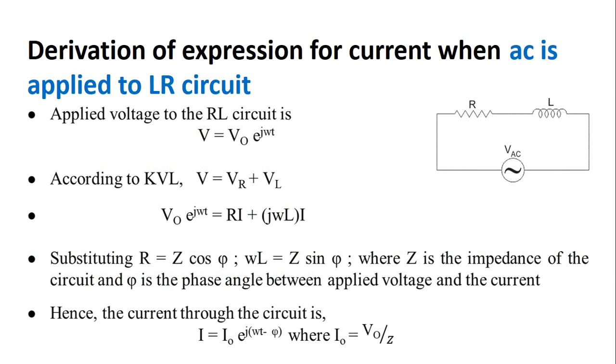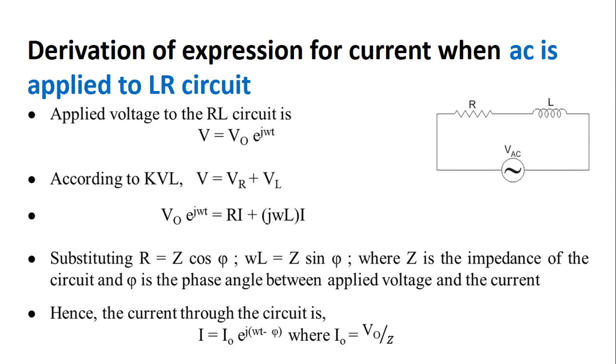Now, let us discuss the expression for current when alternating current is applied to an LR circuit. An LR circuit is one in which the alternating voltage is applied to a circuit containing resistance and inductance in series. The instantaneous voltage V is equal to V0 into e to the power j omega t, applied to the LR circuit.